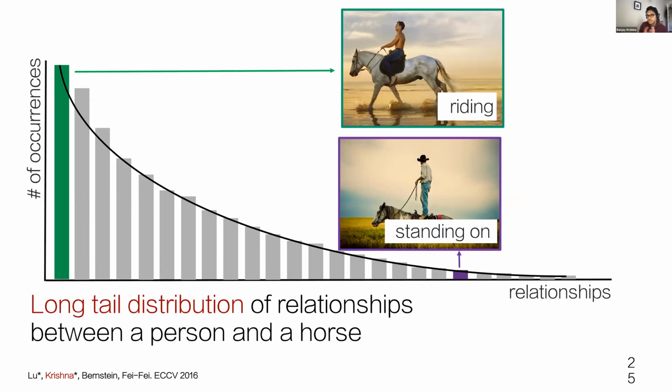Now, what makes scene graph prediction so difficult is its long tail distribution of relationships between even a single pair of objects. Now, there are a dozen ways in which a person can be interacting with a horse. And some interactions like riding a horse are just far more common than ones like standing on a horse.